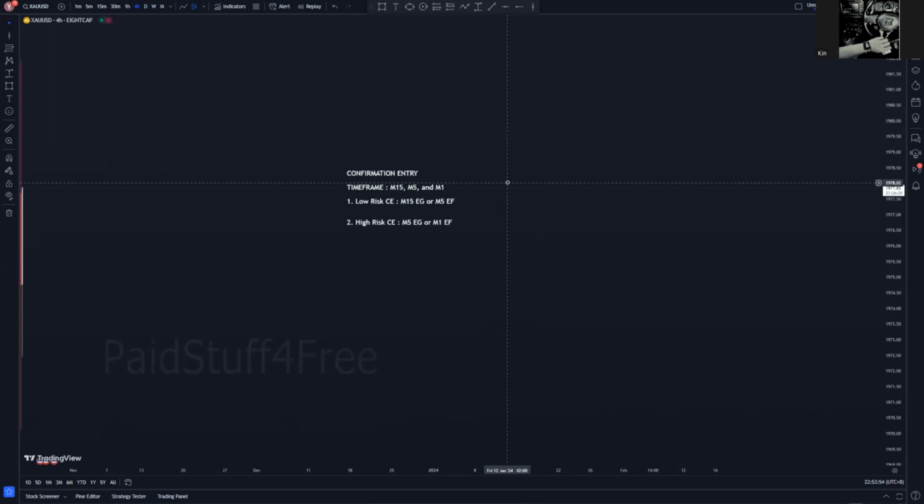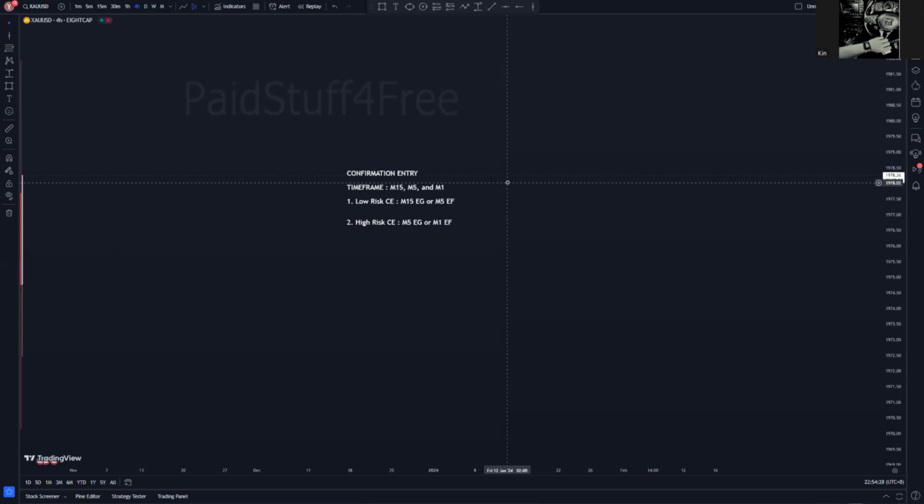When we talk about the M15 creating an EG and M5 creating an EF, it requires a lot of work. M5 is the biggest time frame in this topic, so if we want M5 to create something, it's going to be quite hard for that time frame to create an EG or an EF. Sometimes we just missed it.